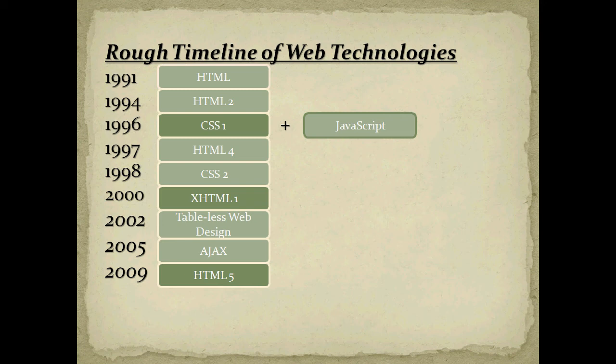In 1991, we have hypertext markup language, which was invented by Tim Berners-Lee. In 1994, we have an upgraded version of hypertext markup language. In 1996, we have a styling sheet that may be attached to our hypertext document on our web pages to make it more stylish, and it is called Cascading Style Sheets, with JavaScript. From 1997 to 2009, we have upgraded versions of hypertext markup language with different styling sheet upgrades.